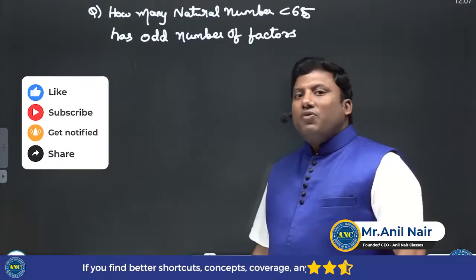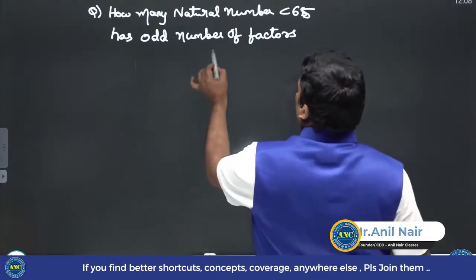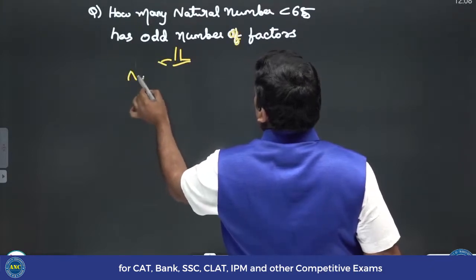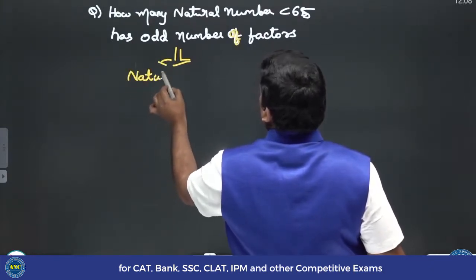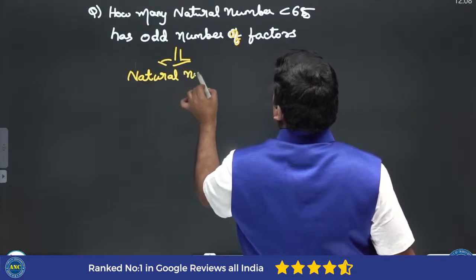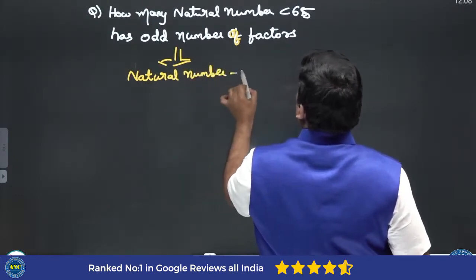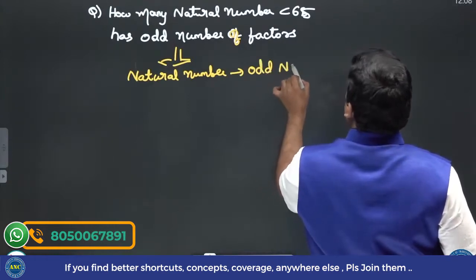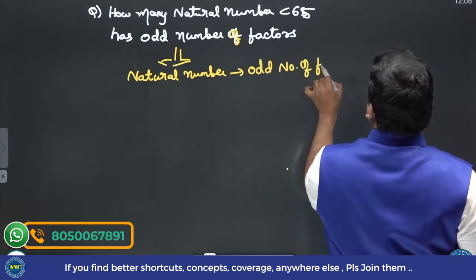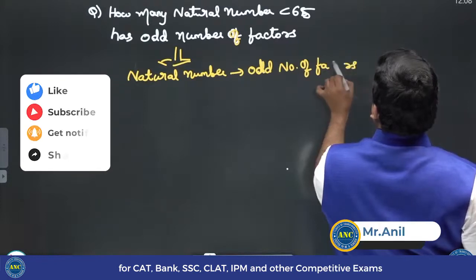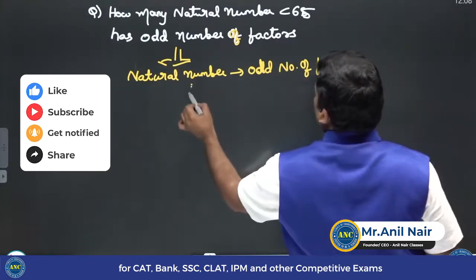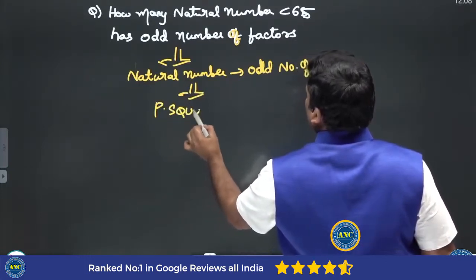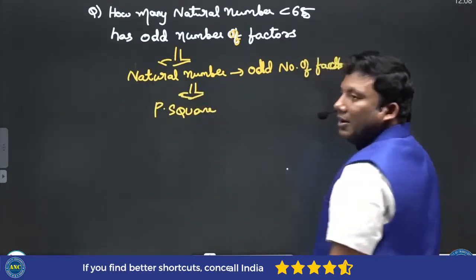Now tell me, which natural numbers will have an odd number of factors? Any natural number which has got an odd number of factors, that number is called a perfect square.